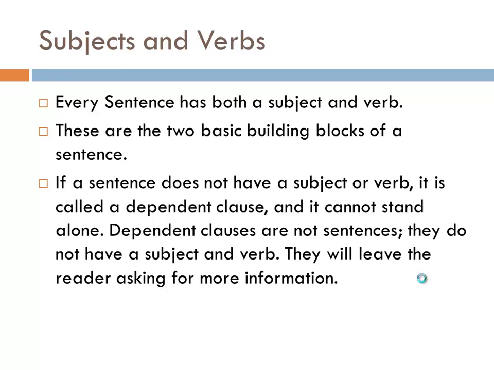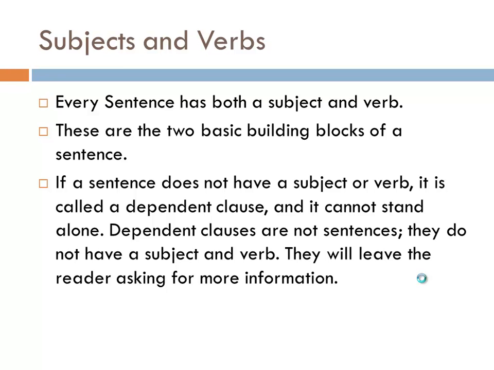Subjects and verbs. Every place that we need to start out our understanding for grammar, punctuation, and writing starts with the very basics: subjects and verbs. Every sentence has both a subject and a verb. Seems very plain and simple. If you don't have a subject and you don't have a verb, then of course you do not have a full and complete sentence. These are the two very basic building blocks of a sentence.